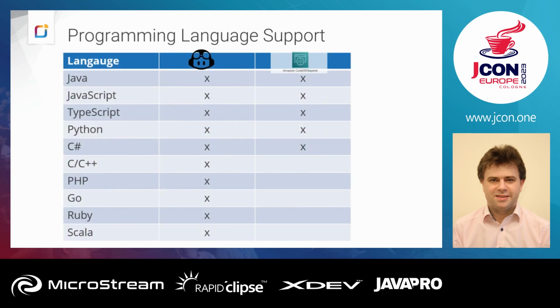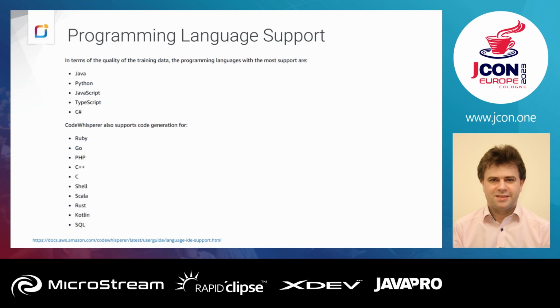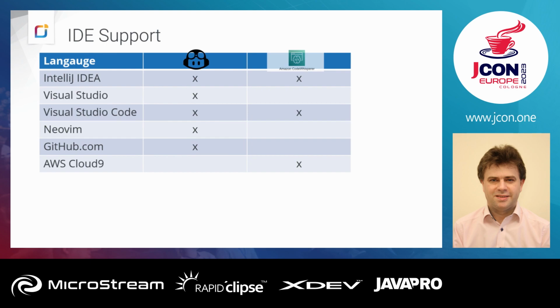If you look at the programming languages supported, this is the Java conference and this talk is mainly about Java, but just to give you an overview, GitHub supports many more languages in a more or less stable state. AWS CodeWhisperer says that they primarily support these five languages, but there is a huge number of other languages that they more or less support, but the quality of the trained data may be somewhat limited. I only use it in the Java context. In terms of IDE support, you also see that GitHub does more, and AWS CodeWhisperer a bit less, and both use their own IDEs, like GitHub uses GitHub.com, and AWS as a cloud provider uses Cloud9.